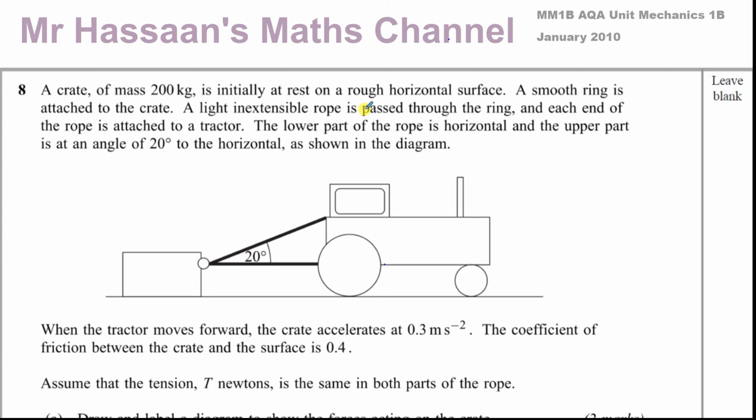A light inextensible rope is passed through the ring, and each end of the rope is attached to a tractor. The lower part of the rope is horizontal, and the upper part is at an angle of 20 degrees to the horizontal, as shown in this diagram here. When the tractor moves forward, the crate accelerates at 0.3 meters per second squared. The coefficient of friction between the crate and the surface is 0.4. Assume that the tension T newtons is the same in both parts of the rope.